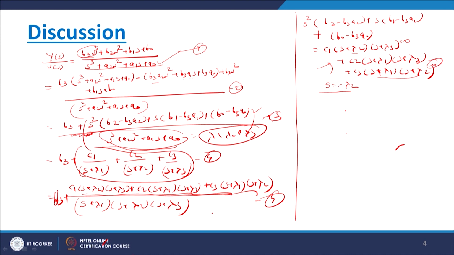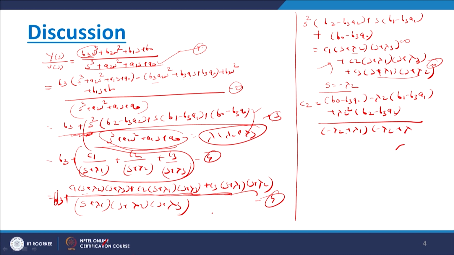So finally, if you replace S equals minus lambda 2 here, we can get the value of C2 as C2 equals B0 minus B3 into A0, minus lambda 2 (B1 minus B3 into A1), plus lambda 2 square (B2 minus B3 into A2), divided by (minus lambda 2 plus lambda 1)(minus lambda 2 plus lambda 3). So in this way we have got C2.